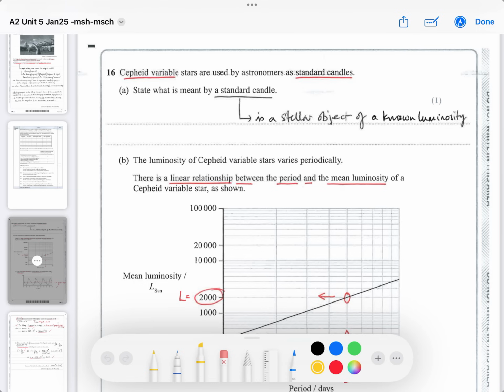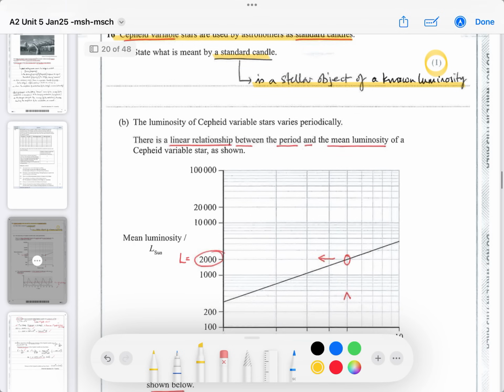Okay, so question 16 reads as follows. Cepheid variable stars are used by astronomers as standard candles. Okay, you need to know what a standard candle means, and you've got to know the standard definition. A standard candle is a stellar object of a known luminosity. Okay, so this will get you the 1 mark. Have a look at the mark scheme if you're not sure of how you should do it, and use mark schemes when you've done papers to mark them yourself and look at the key words that you must include for your definitions.